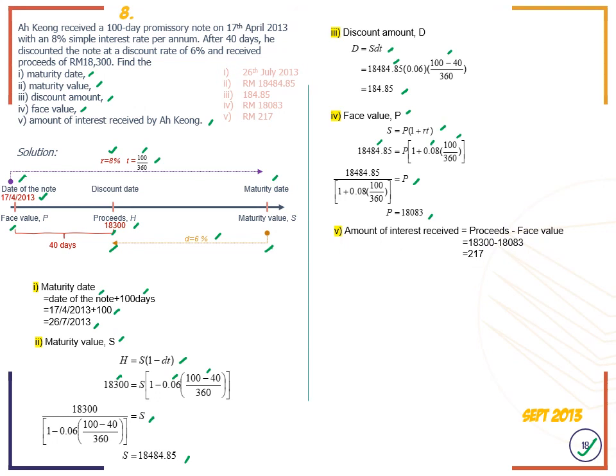And the next, amount of interest received. Amount of interest received is equal to proceeds minus face value. So proceeds is equal to 18,300 and face value is equal to 18,083 ringgit. Therefore, the amount of interest received is equal to 217 ringgit.